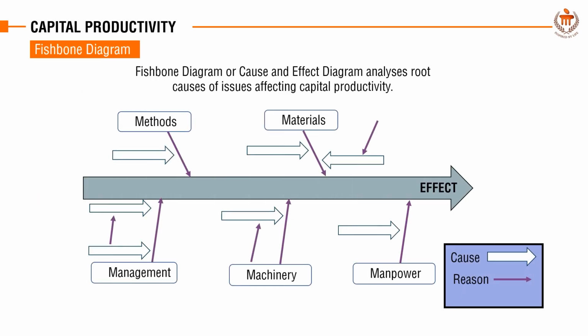Now, let's explore the fishbone diagram in the context of capital productivity. The fishbone diagram, also known as a cause and effect diagram, is an effective tool for analyzing the root causes of issues affecting capital productivity. In this diagram, the central bone represents capital productivity, while various categories branch out to identify potential causes.